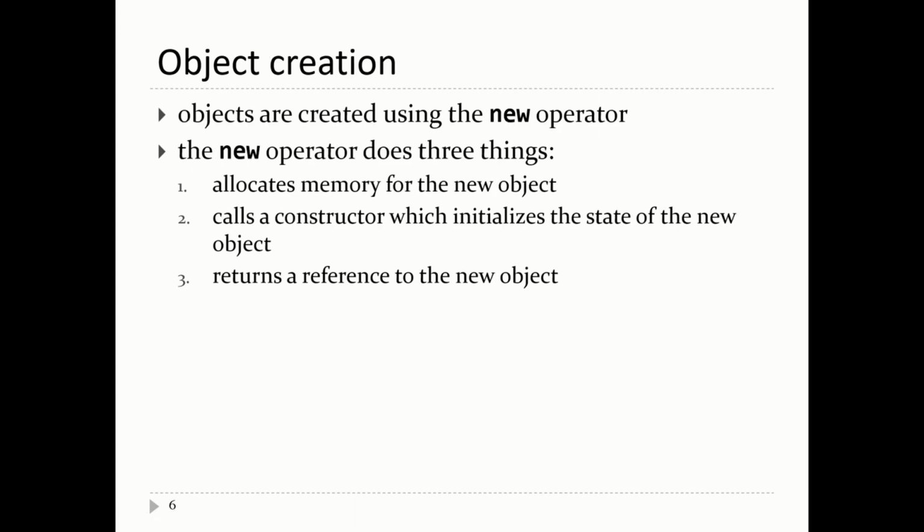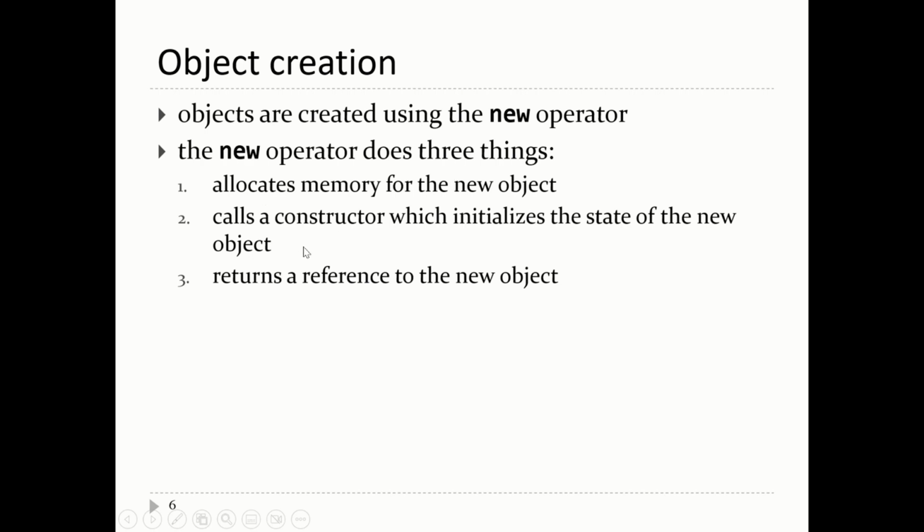So how do you create an object in Java? You use the new operator, which you've already done when you make arrays. To make a new array of double, you write new double, square brackets, some number. The new operator actually does 3 things. It allocates memory for the new object. So for your C programmers, it mallocs some memory.